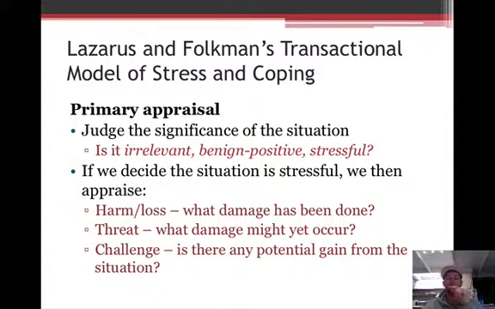then we have to go into another appraisal. Is the stress harmful? Okay, so what damage can be done? Is it threatening? So what damage might be done? Okay, or is it a challenge? Is there potential gain here? Can I get something out of this?